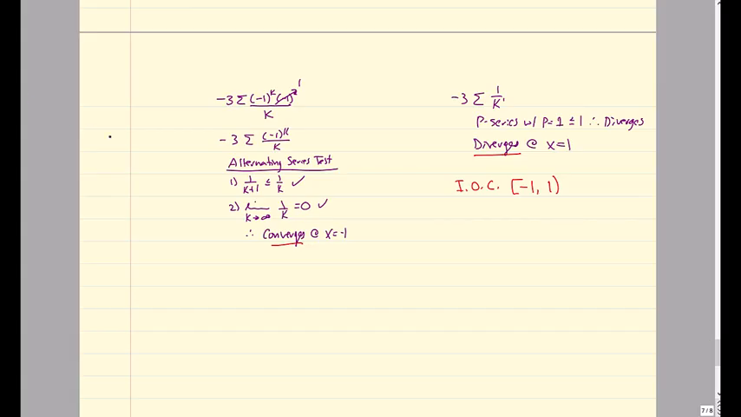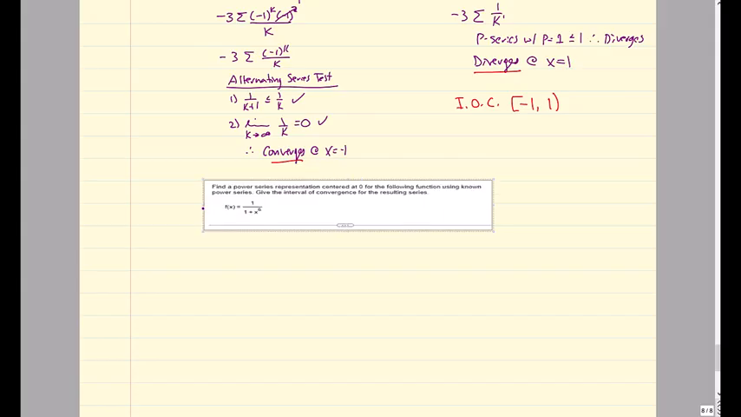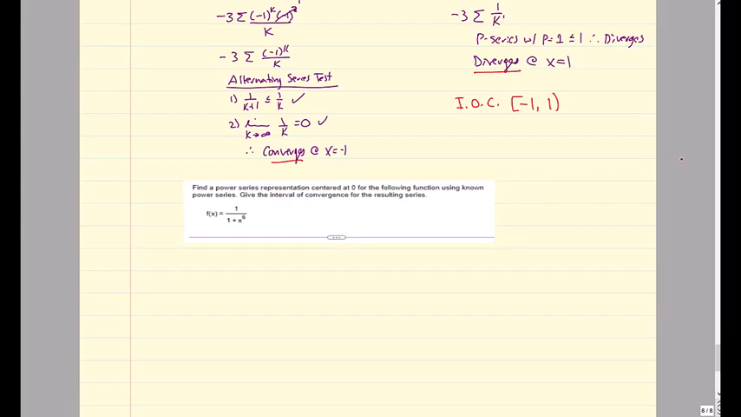Okay, two more. So for this next one, let's see, they're giving us f of x equals 1 over 1 plus x to the 6. This looks very close to that a over 1 minus r that we were talking about. It says find a power series representation centered at 0 for the following function using known power series. Give the interval of convergence for the resulting series.